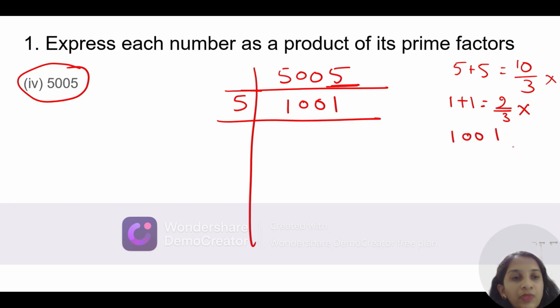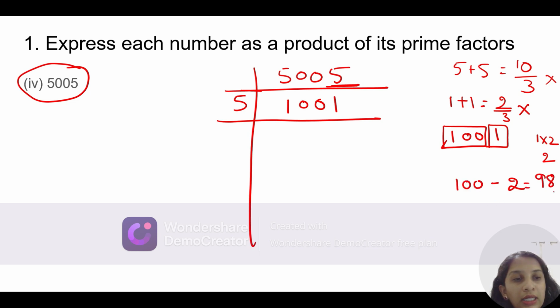1001, right? You have to extract this last digit and then double this. Double of 1 means 1 into 2, which is 2. So write 2 here. And then take the remaining digits. The remaining number is 100. 100 minus 2 is 98. And check whether it is divisible by 7 or not.